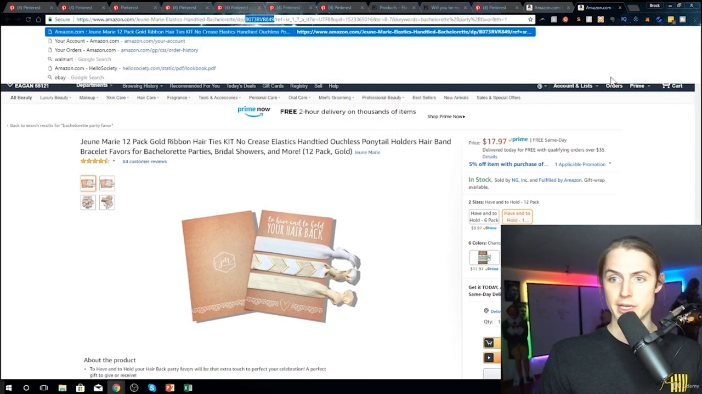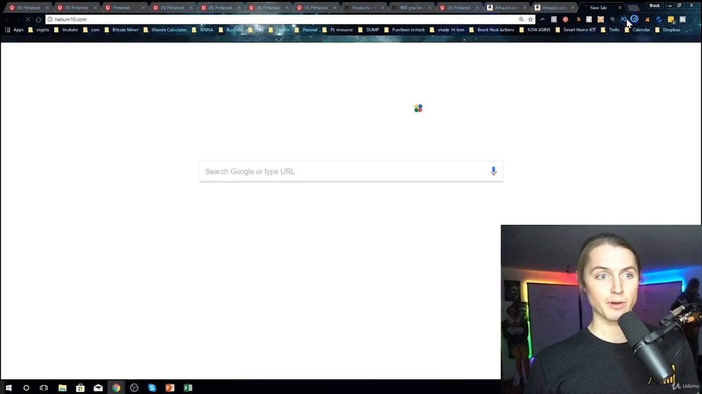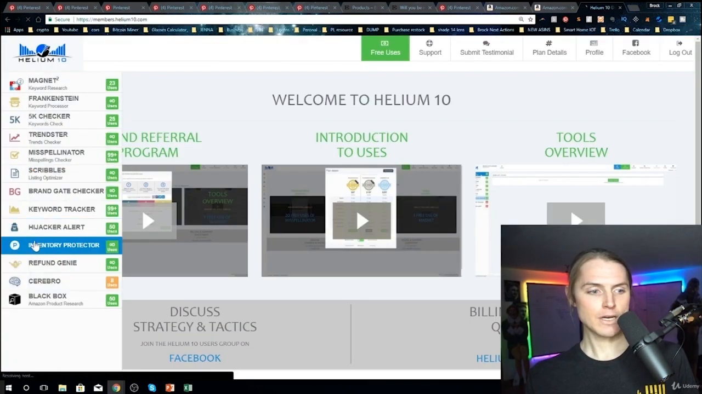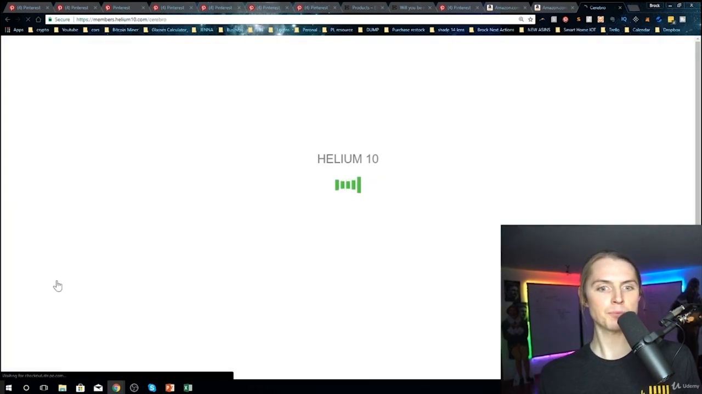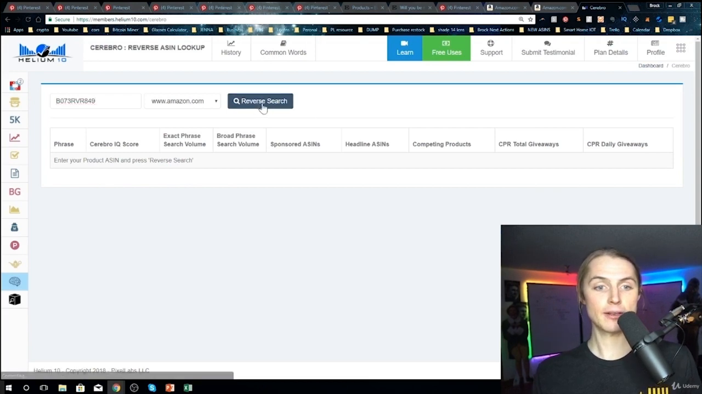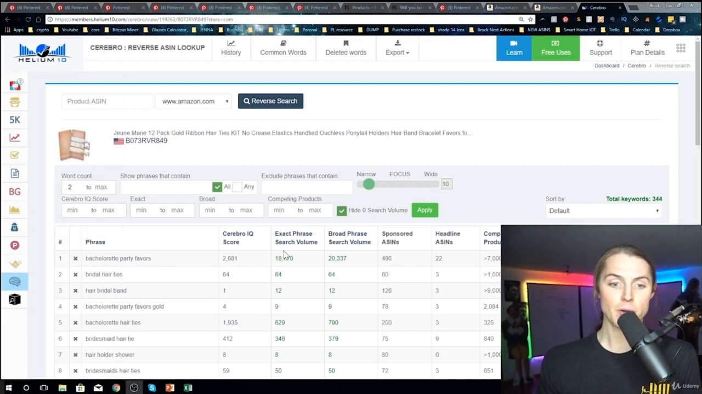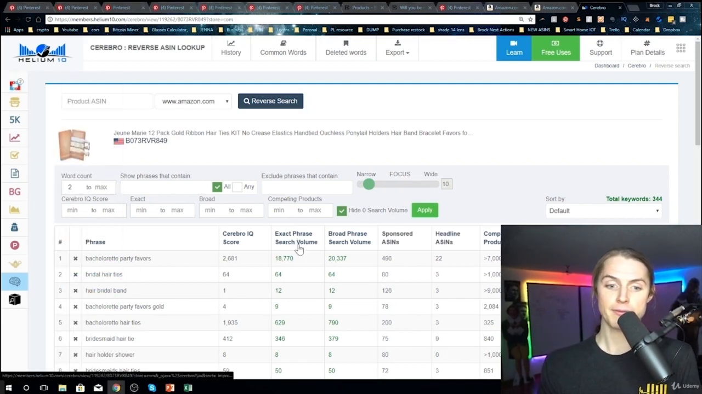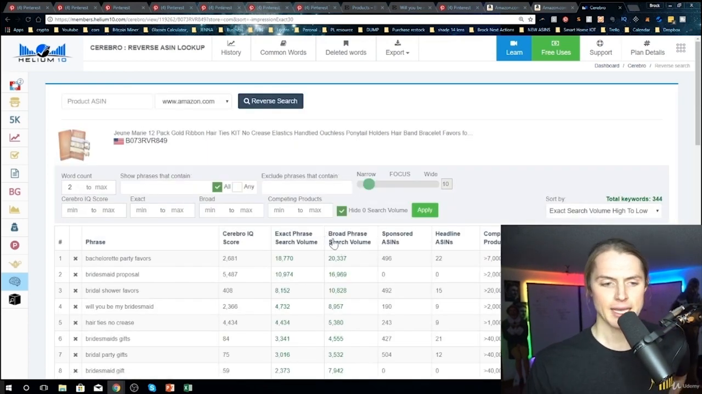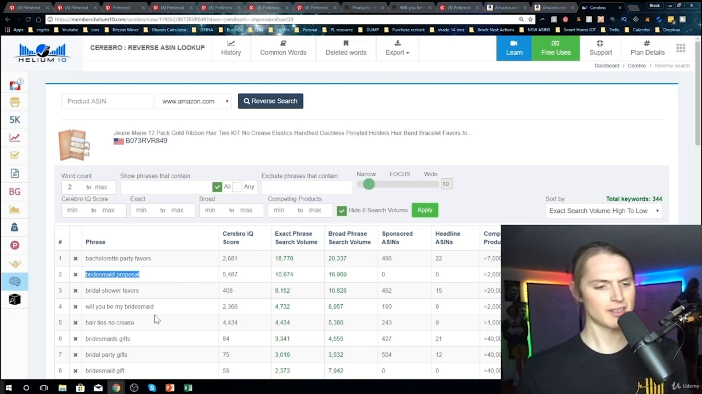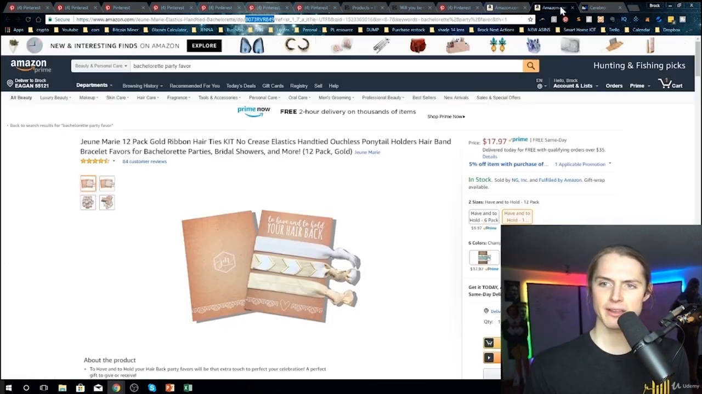Okay, let's take this now. All right, we're going to go to Helium 10 with this. And we would do a reverse ASIN search. Okay, do this, Cerebro, and put it in there. All right, there we go. We've got this Cerebro search in there. Now we're going to look up and sort it by the phrase volume here. And bridesmaid proposal? What? I would have never thought to look at that.